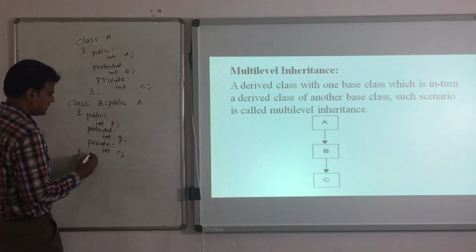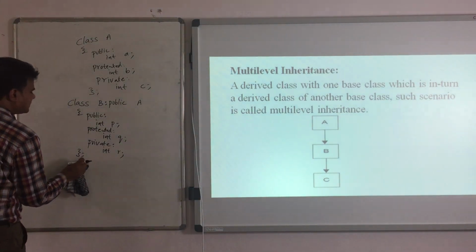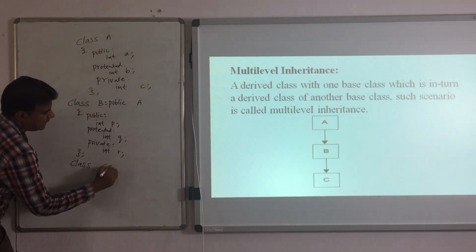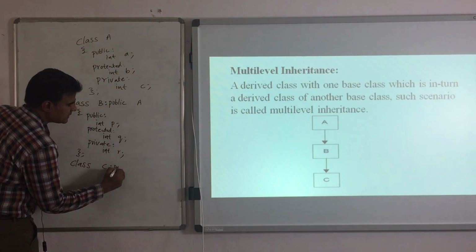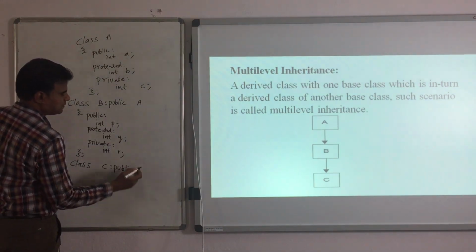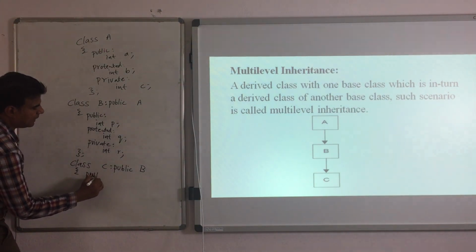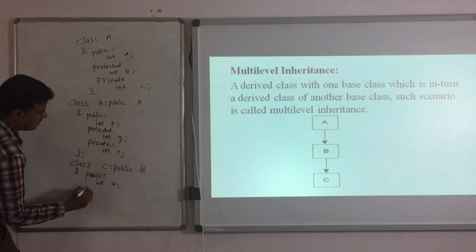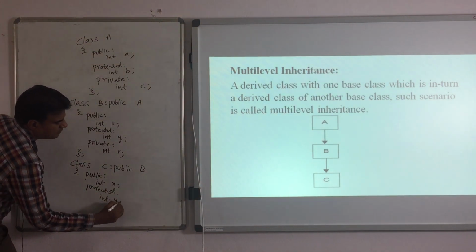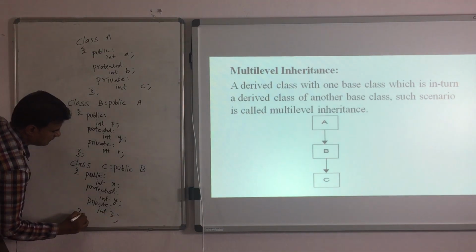Then I am declaring my class C. Class C inherits from B, and I am declaring this inheritance also in public mode: class C : public B. Here in turn I have the data members public int X, protected int Y, and then private int Z. So like this I have closed this class as well.